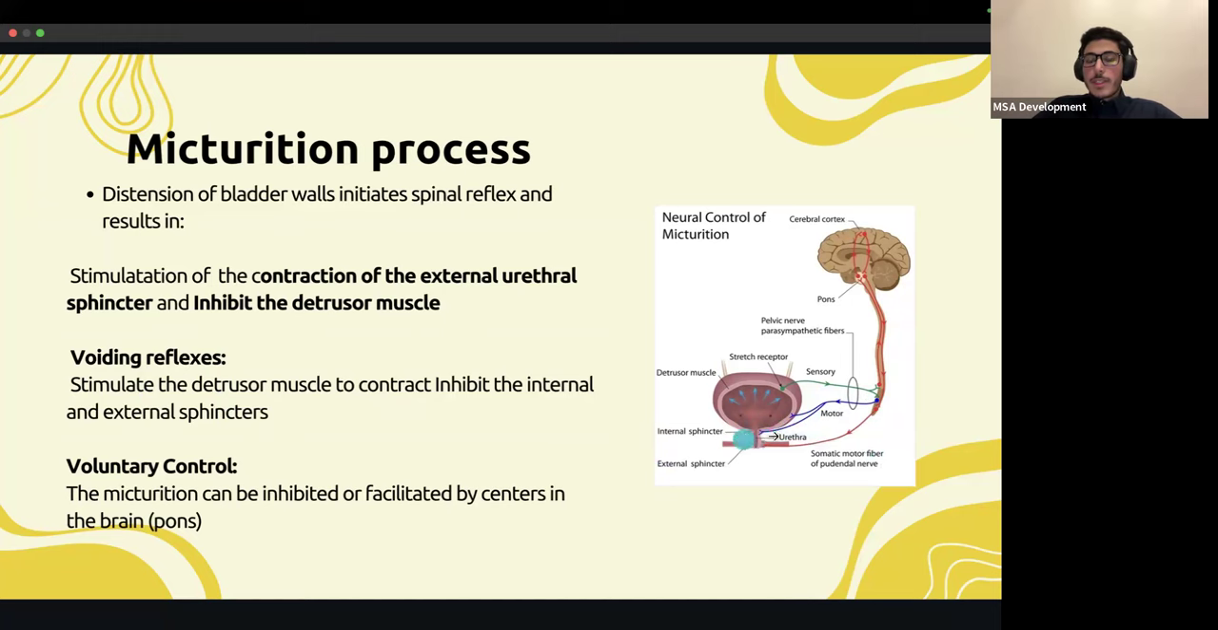The internal sphincter muscle is going to be relaxed as we initiate micturition, whereas the detrusor muscle is going to contract. And this is the voiding reflex.